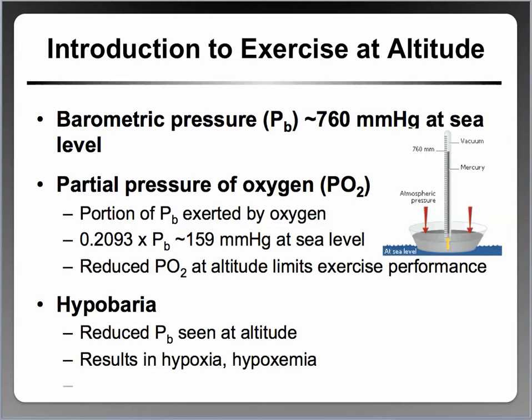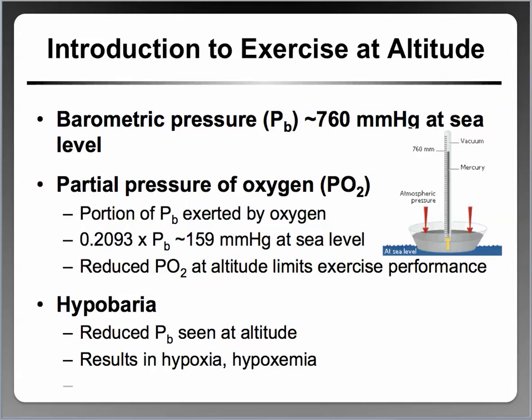The last point under the partial pressure of oxygen bullet is that the human body can withstand some fluctuations in the partial pressure of oxygen. However, once we start getting up at altitude, where it is severely reduced, this also limits exercise performance. And we're going to talk a good amount about that.